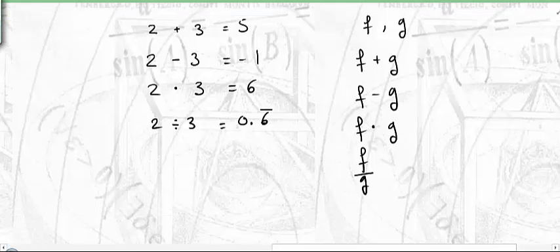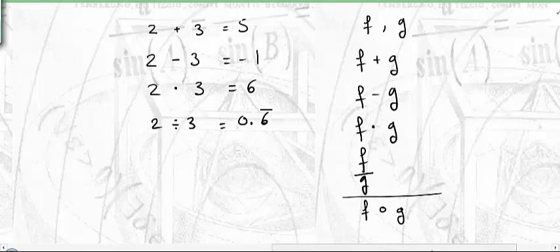There is also a fifth operation that does not have an analogy with numbers. It's called composition of functions. This is not red fog, okay? It's f composed with g. This is an operation that does not have an analogy with numbers, okay? So let's start with the first 4 operations.